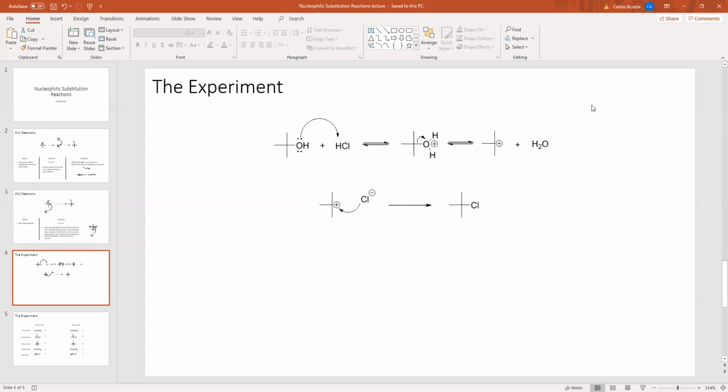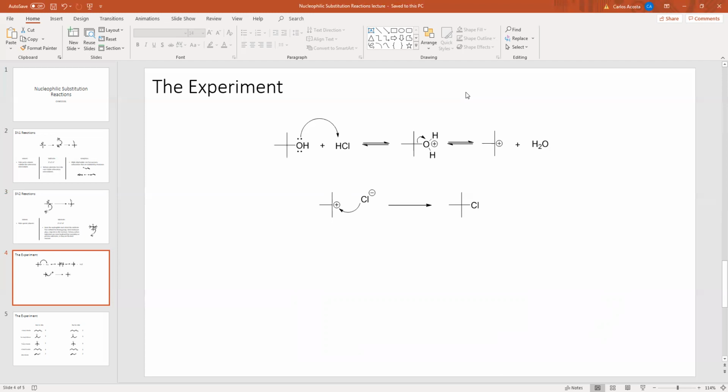Now, for the experiment today, the first part of the experiment, we're just going to be making T-amyl chloride from T-amyl alcohol. And as we see here, the hydrochloric acid both provides a proton to protonate the OH group into water to make it a good leaving group, and it provides the nucleophile, the Cl minus nucleophile. This portion of the experiment is straightforward.